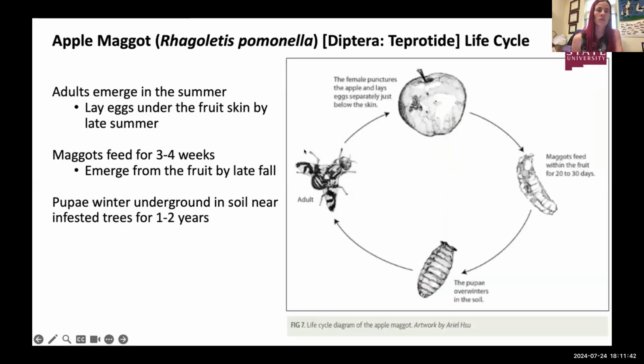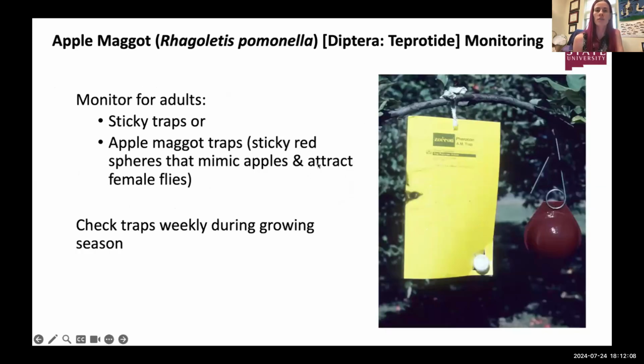So the adults of these, they emerge in the summer, and they lay eggs under the fruit skin by late summer. And the maggots will feed for about a month, and they emerge from the fruit by late fall. And then they will pupate in the winter underground in the soil near infested trees. So looking at your trees to see if they are there can be helpful.